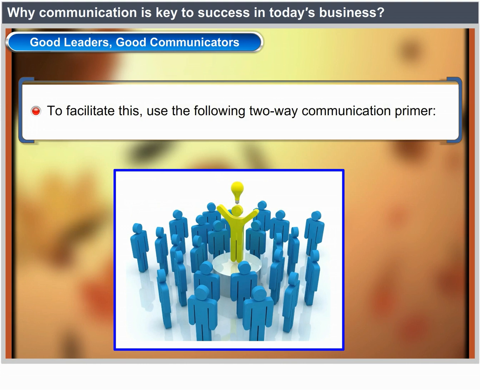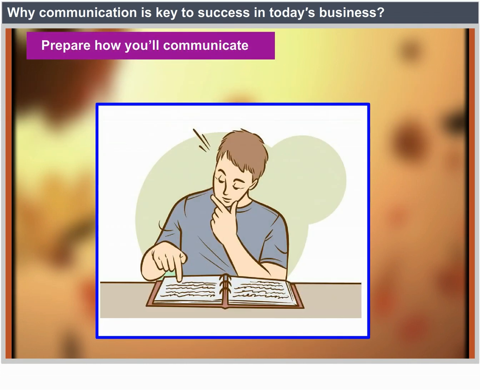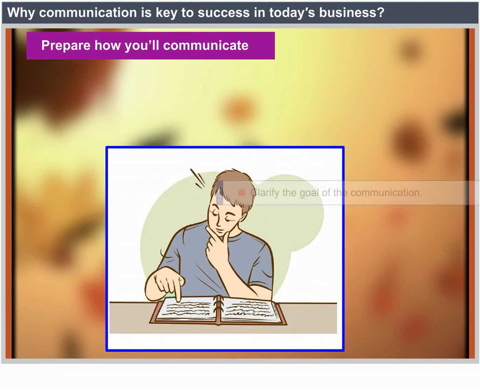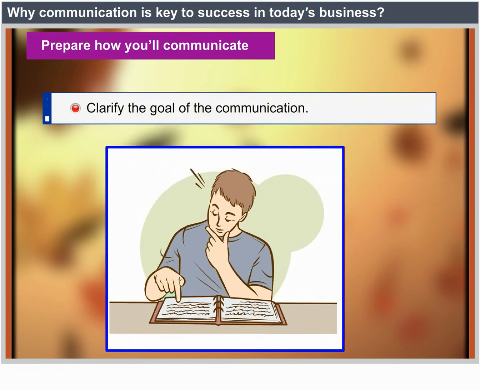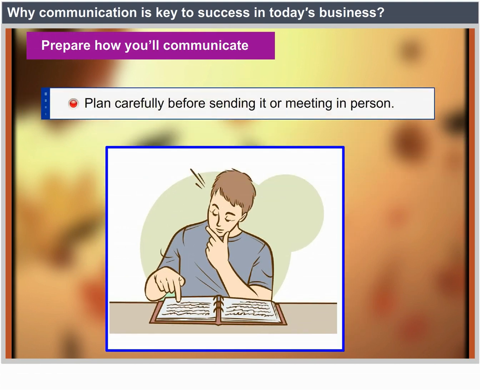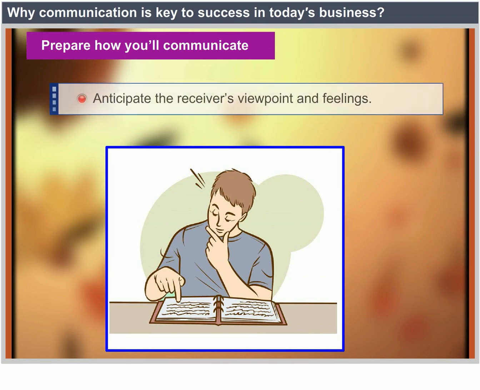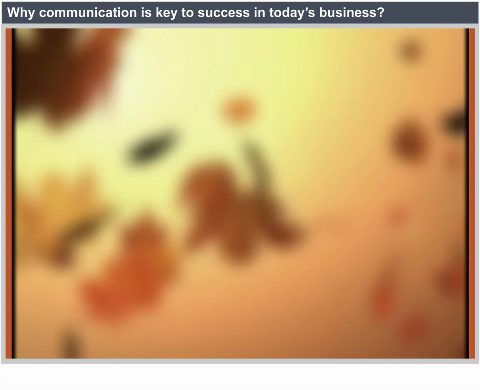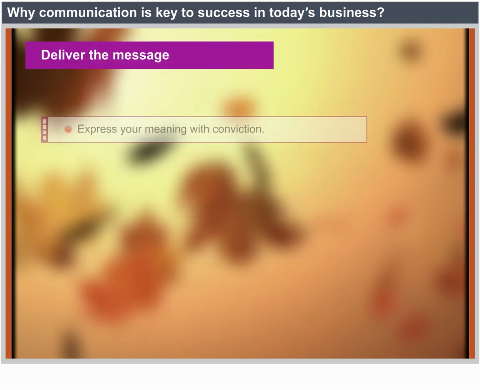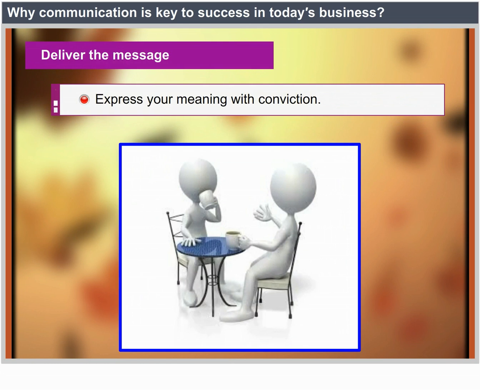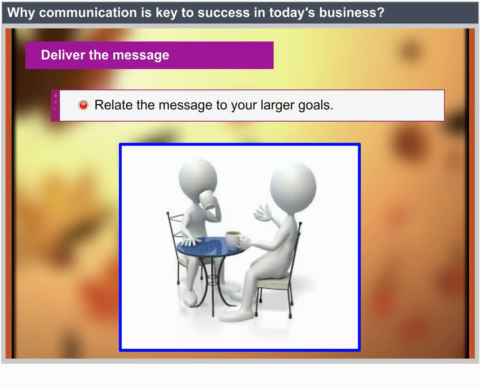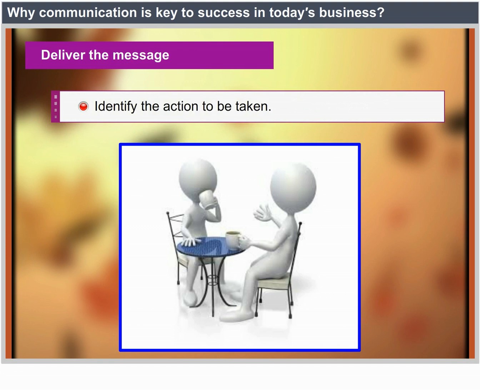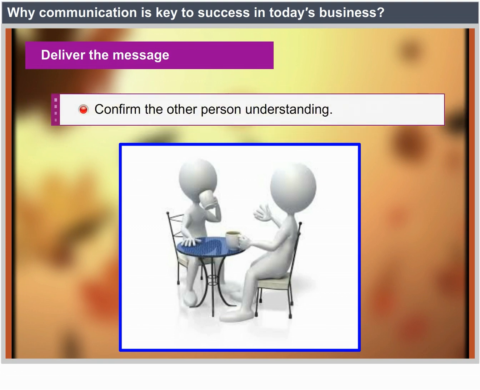Prepare how you'll communicate. Clarify the goal of the communication. Plan carefully before sending it or meeting in person. Anticipate the receiver's viewpoint and feelings. Deliver the message. Express your meaning with conviction. Relate the message to your larger goals. Identify the action to be taken. Confirm the other person understands.